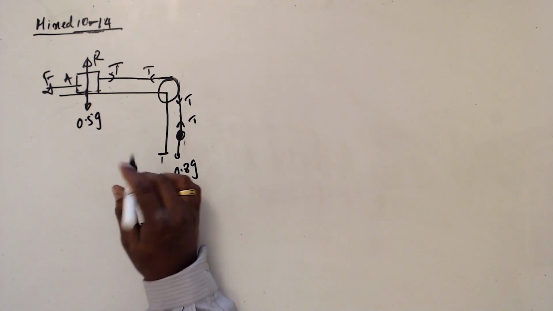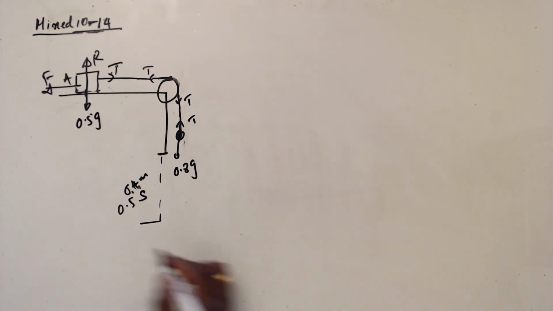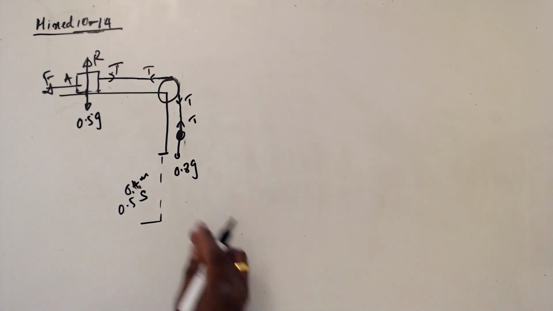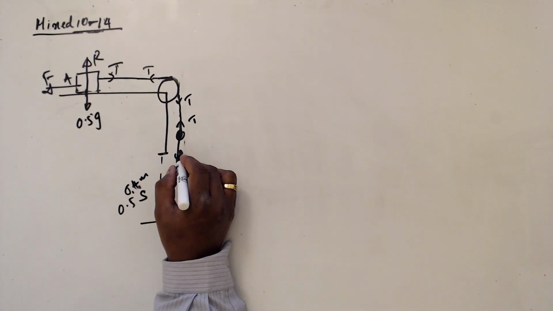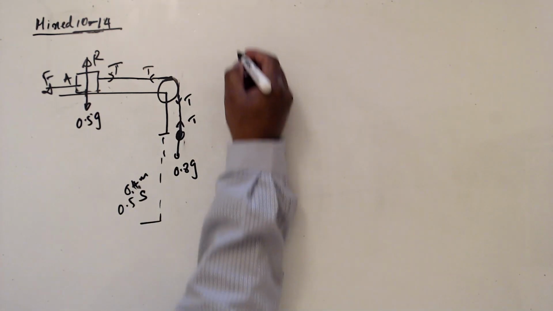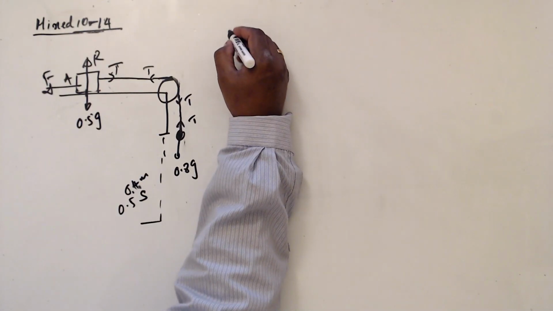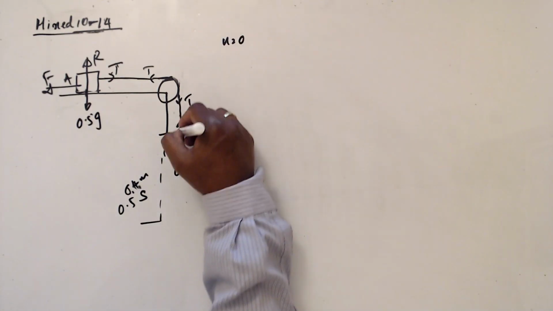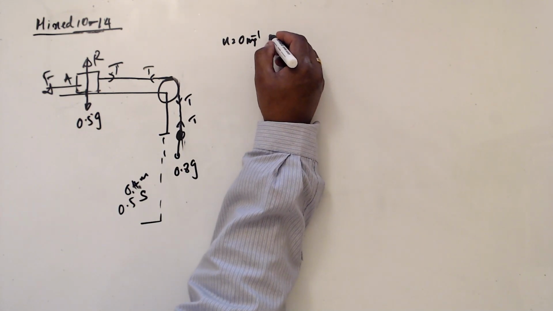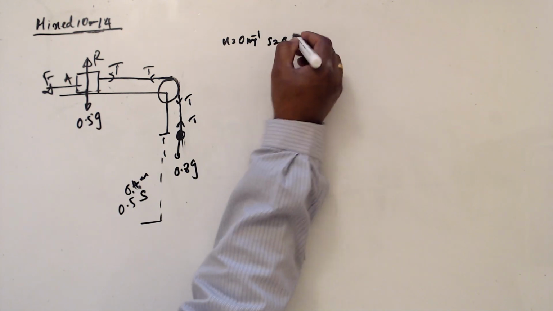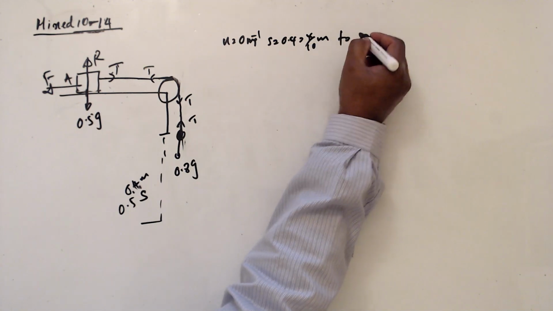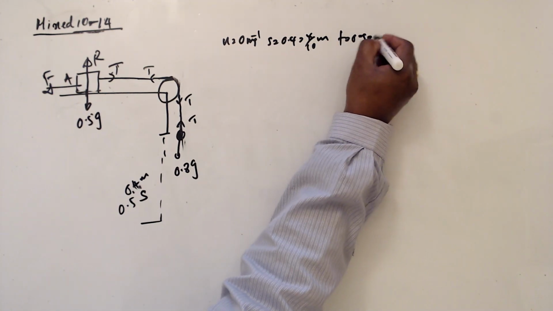So 0.4 meter in 0.5 seconds. We need to find the acceleration. Basically it is starting from rest. When we put in the values, u is 0 for this particle, and s is 0.4 or 4 over 10 meter, and t is 0.5 or half a second.